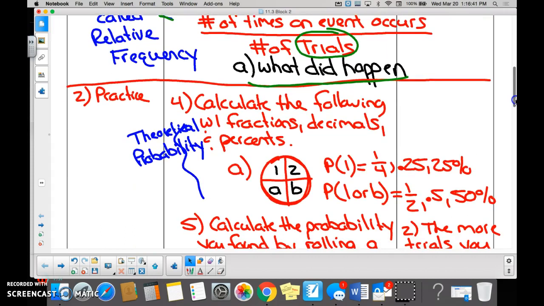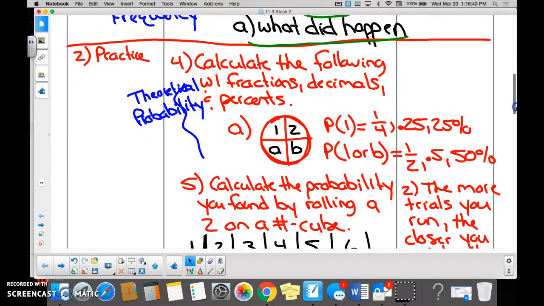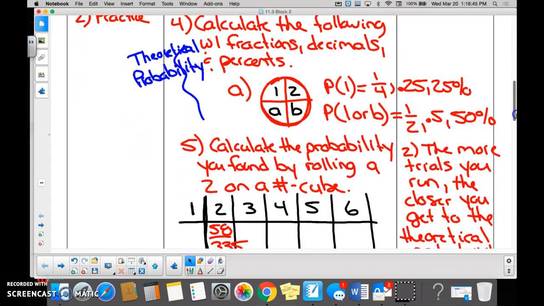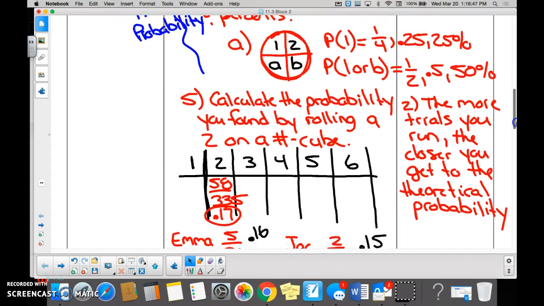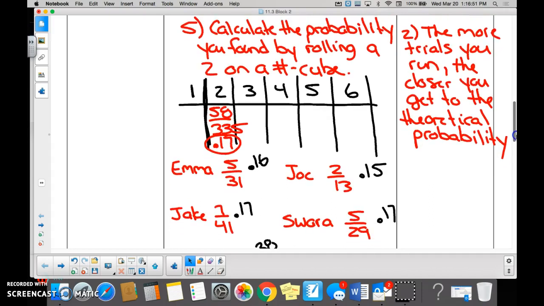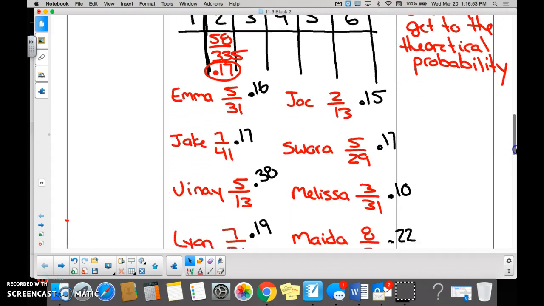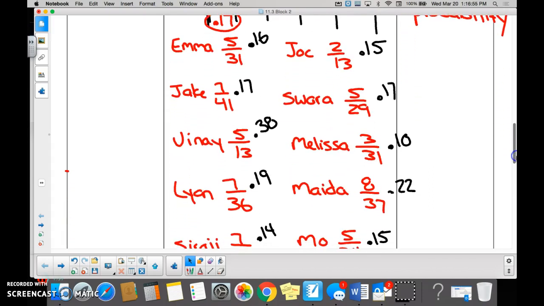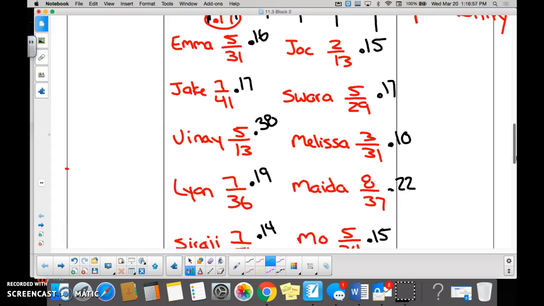All right, so number 4 was just an example of theoretical probability. We had a spinner. I asked you for some calculations, and you told me them. I'm going to move on. Number 5, we did some experimental probability, right? If you look at all the data down here, it shows for Emma's group how many times she rolled a 2 and the number of trials, and Jocelyn's group, and Jake's group, and so on and so forth.